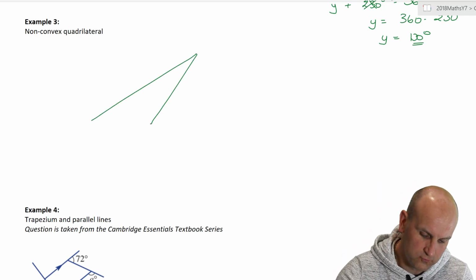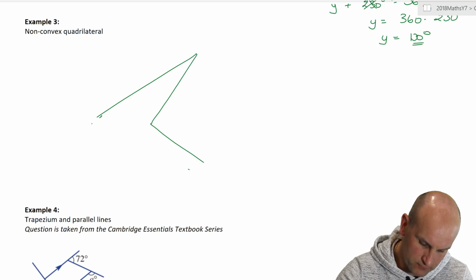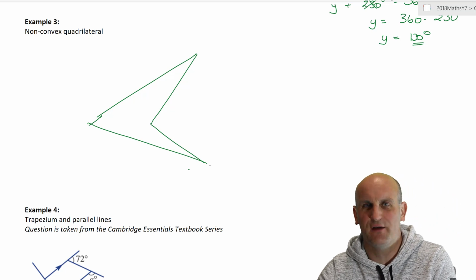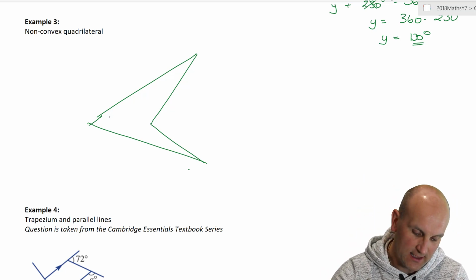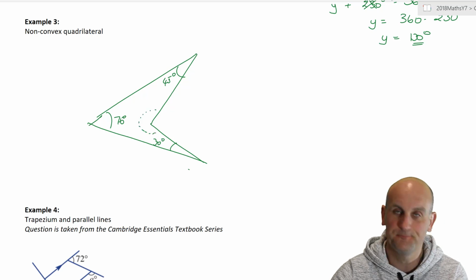So let's go to the, oh no, that was horrible. Let's try that one again. Let's try and draw that better. There we go. Let's call this my Star Trek thing. Ooh, how exciting. Let's have this angle here as 70 degrees. We'll have this angle here as 45 degrees. And this angle here as 30 degrees. And we're going to try and find this angle here.